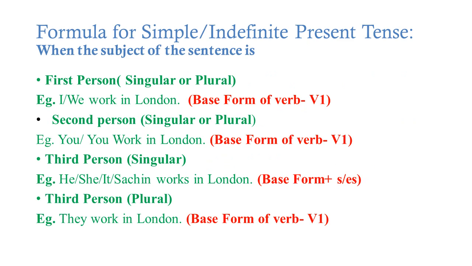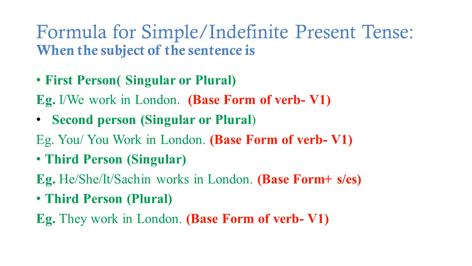There is a specific formula for simple present tense. It is according to the subject of the sentence. When the subject of the sentence is first person, singular or plural, we use the base form of the verb, that is called V1. For example, I and we. I is first person singular and we is first person plural. I work in London, we work in London. Here we have used the basic form of the verb work, that is only work.